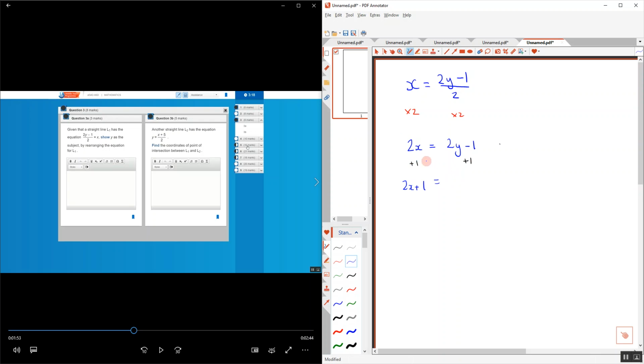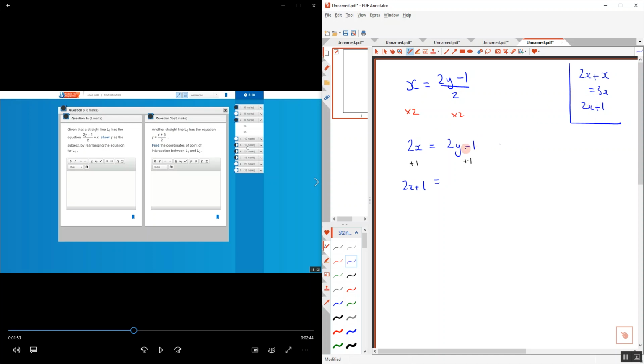Wait a minute, that would be 3x, right? No, 2x plus 1 is just 2x plus 1. If it was 2x plus x, you would have 3x. Remember, 2x plus 1x is 3x, but 2x plus 1 is just 2x plus 1. You can't add those two things together. It's like adding apples and oranges.